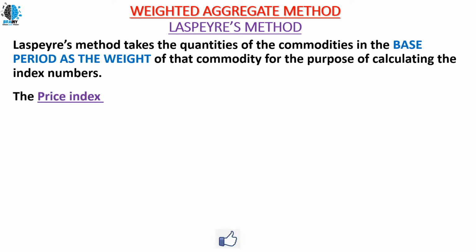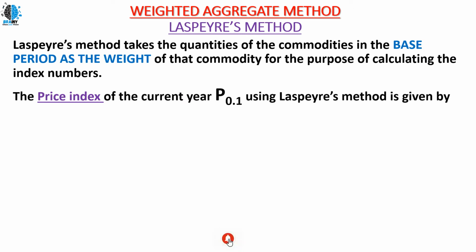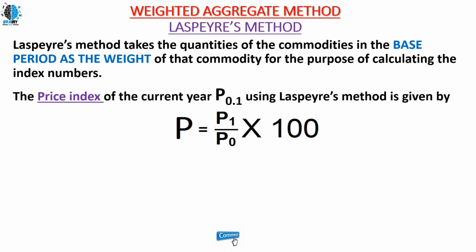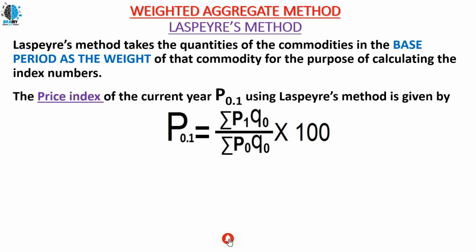So the price index of the current year P01 using the Laspeyres method is given by this formula. If you remember, this formula is our price relative formula: price relative P = P1 by P0 into 100. To this formula we just add something: summation Q0 up and down, summation Q0 at the numerator and at the denominator. These are the additional things we add to our price relative, so that this particular formula changes to the Laspeyres method.